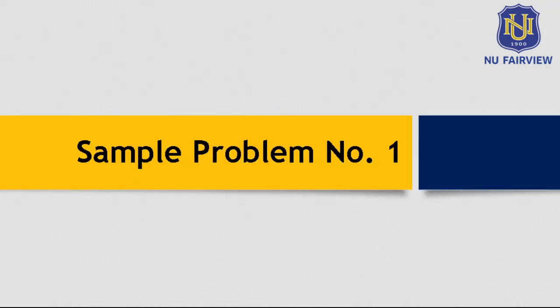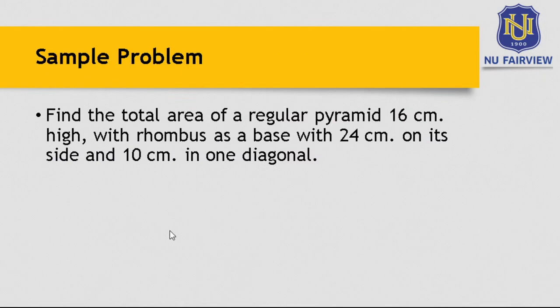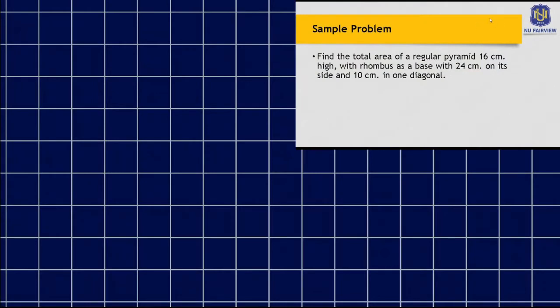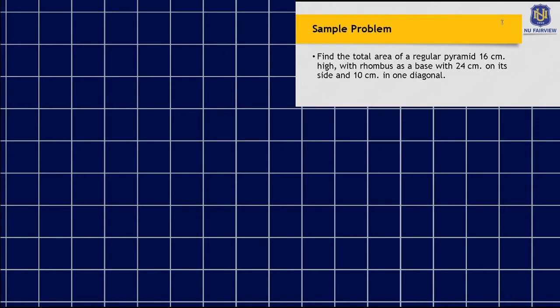So, now, let's have an example. Here is our sample problem number 1. So, let's try to have a look. Here, it says: find the area of a regular pyramid 16 centimeters high with a rhombus as a base with 24 centimeters on each side and 10 centimeters on the diagonal. So, let's try to analyze the figure. Okay, let's make this a little smaller.